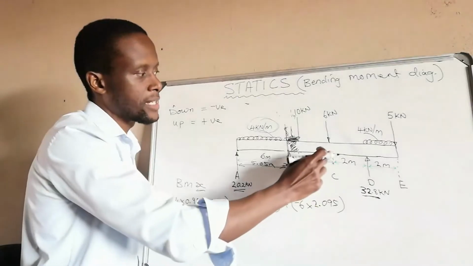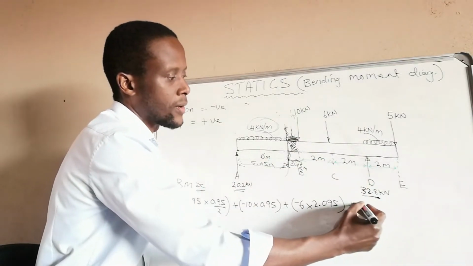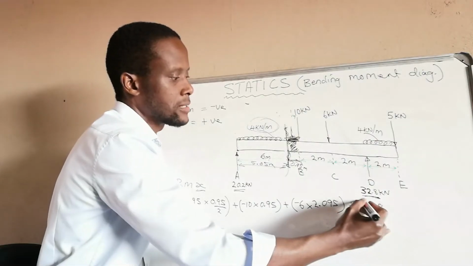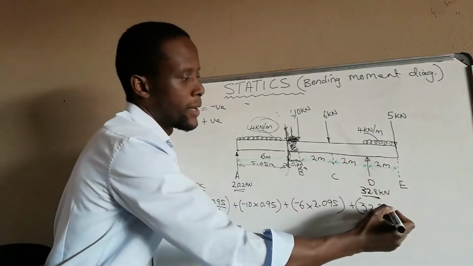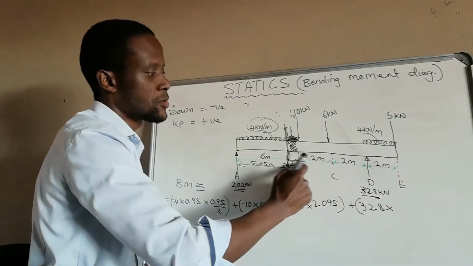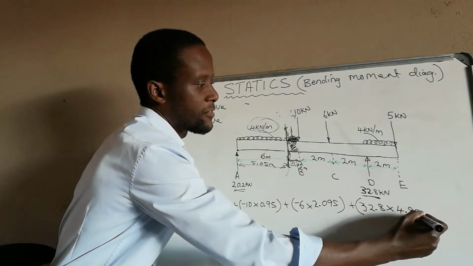So then we go to our next force. Our next force is a reaction going upwards. We'll add our 32.8. Now this is a force going upwards. It will carry a positive sign. We multiply by 2 plus 2 plus 0.95, which will give us 4.95.